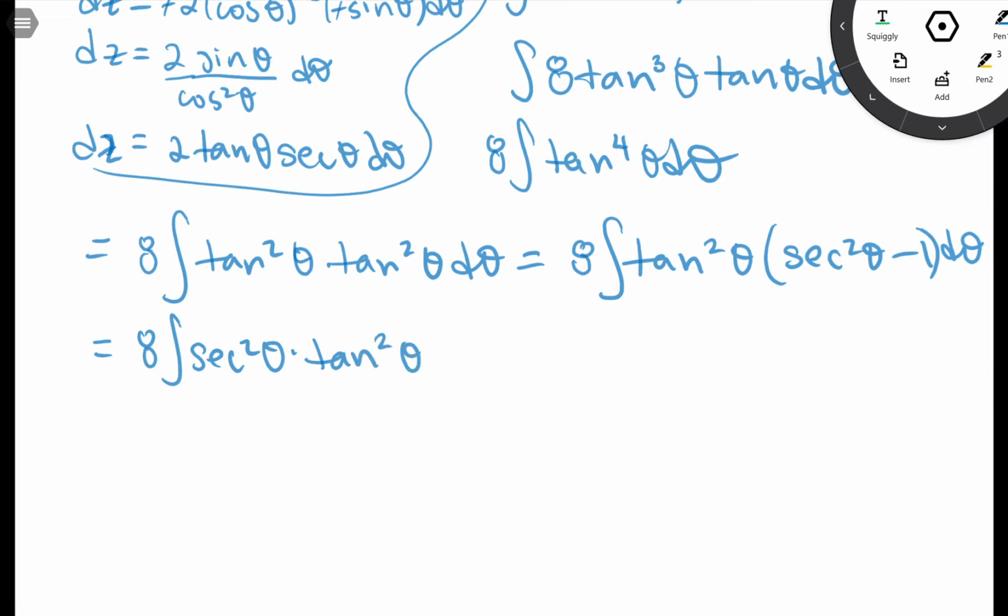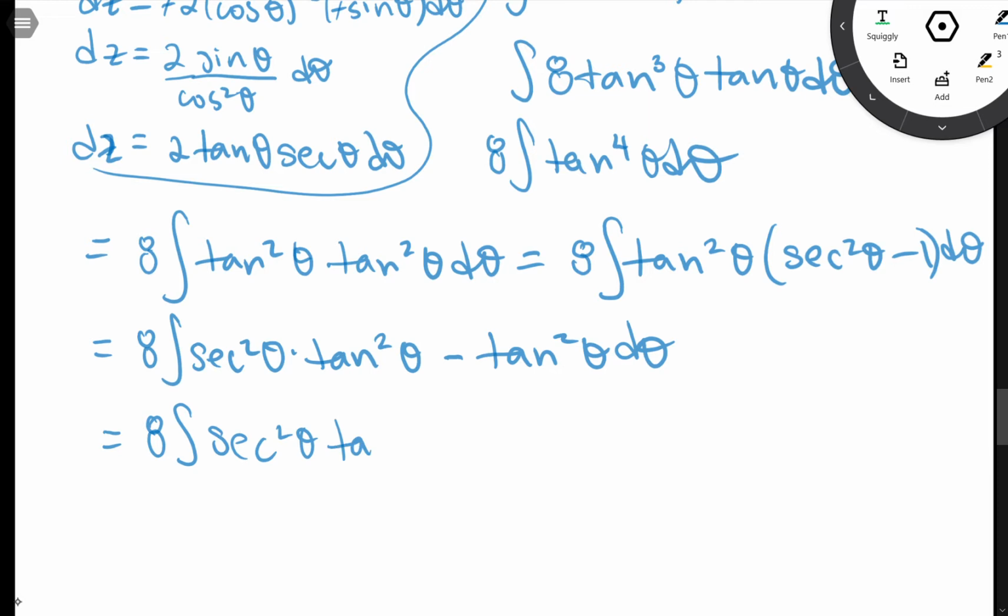And where are we at? Minus tangent squared theta. That seems unproductive. Let me stare at it for a second. Actually, I think I kind of like it, because that tangent squared theta is what we just messed around with. So now we've kind of freed one off from the product. So we can say we have a secant squared theta, tangent squared theta.